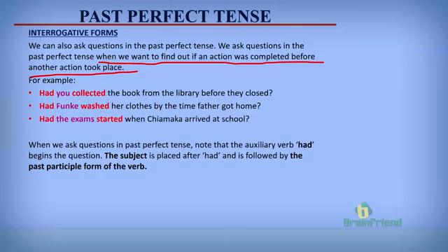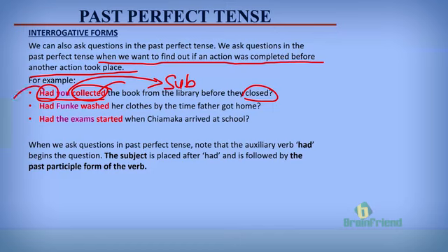For example, had you collected the book from the library before they closed? Two actions, collecting the book from the library and the action of closing, or the fact that the library was closed. Here we also find the auxiliary verb had and the past participle verb collected. But the only different thing is that we find the subject of this question, which is you, between the verb had and collected.